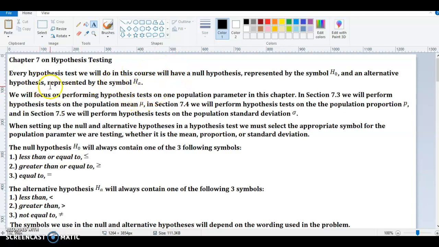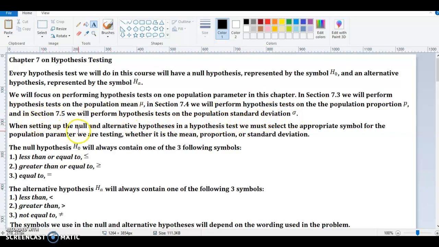Every hypothesis test we will do in this course will have a null hypothesis represented by the symbol H sub 0 or H0 and an alternative hypothesis represented by the symbol H sub A or HA. We will focus on performing hypothesis tests on one population parameter in this chapter. Like I said, we're skipping section 7.2. So beginning in section 7.3, we will perform hypothesis tests on the population mean mu. In section 7.4, we will perform hypothesis tests on the population proportion p. And then in section 7.5, we will perform hypothesis tests on the population standard deviation sigma.